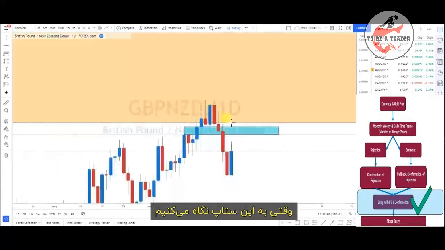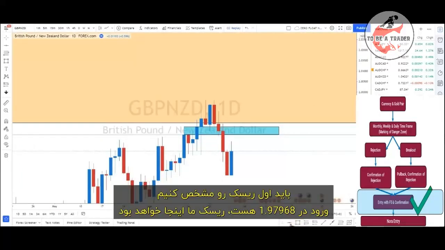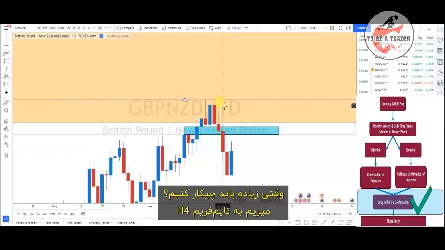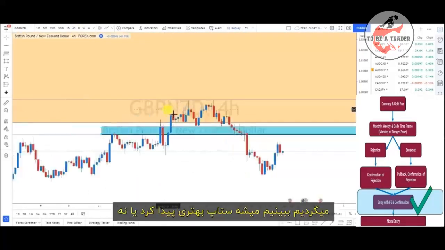When we look at this setup, we have to find the risk first. So entry is 1.97968. Our risk will be here, our stop loss. The stop loss will be around 65 to 70 pips. Now this is too high. Once it's too high, what should we do? We go to the H4 time frame and see if we can find any better setup.